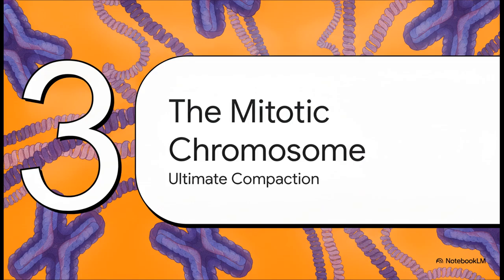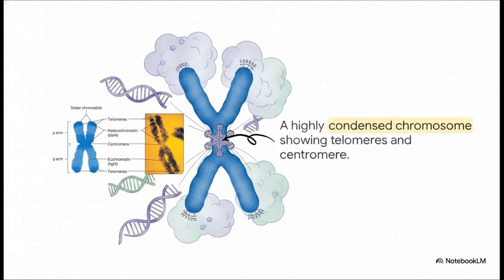Okay, section 3, the mitotic chromosome, ultimate compaction. For most of a cell's life, chromatin is actually just moderately condensed. But when it's time for the cell to divide, it needs the ultimate level of compaction. Enter the mitotic chromosome. This is that iconic X shape sitting at a massive 1400 nanometers wide. A couple of key landmarks stand out here. At the very ends, you've got telomeres.